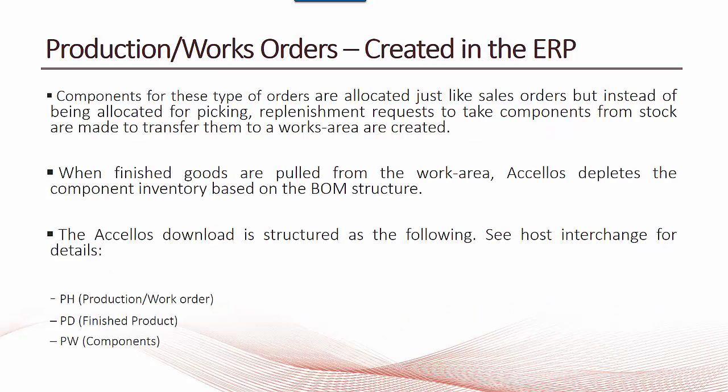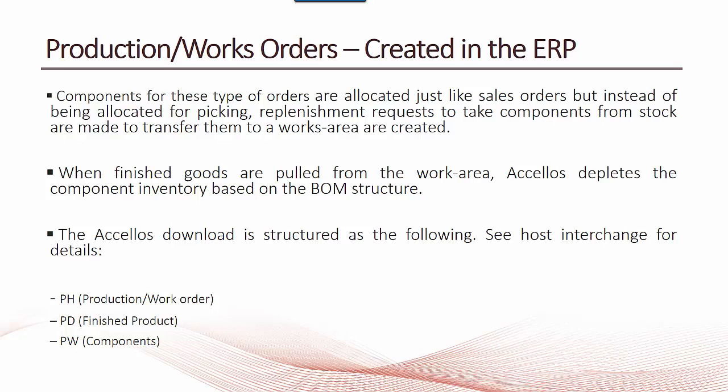I will leave out for now how to create a production order in the WMS and concentrate on how to create them in the ERP, as this is the most commonly used process. Components for these types of orders are allocated just like sales orders, but instead of being allocated for picking, replenishment requests are generated to take components from stock and transfer them to a works area. When finished goods are pulled from the works area, Accellos depletes the component and inventory based on the BOM structure.